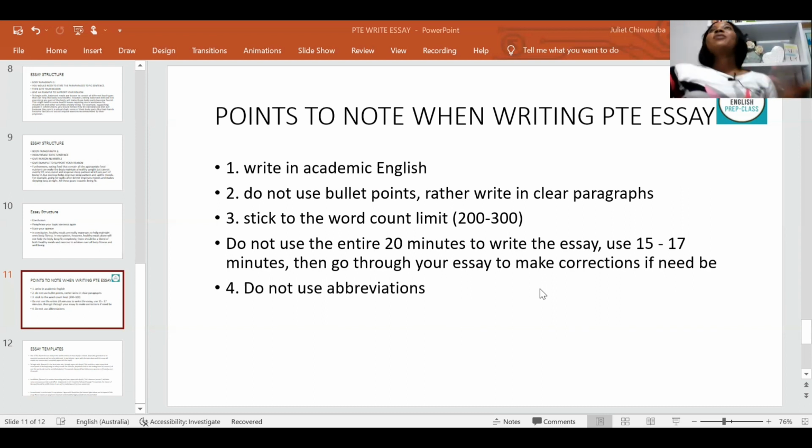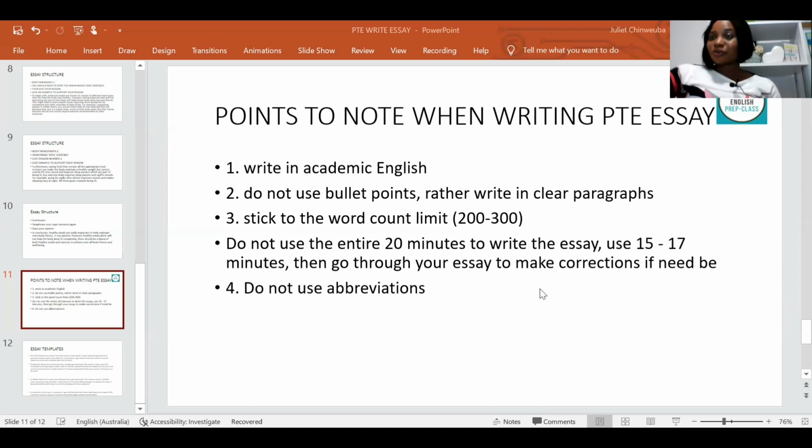Even when we were in high school, secondary school, they used to tell us that when we want to write a formal letter, the kind you send to your boss or principals or when you're searching for a job, you don't use abbreviations. You have to write out everything in full. The same happens here in the PTE Write Essay.